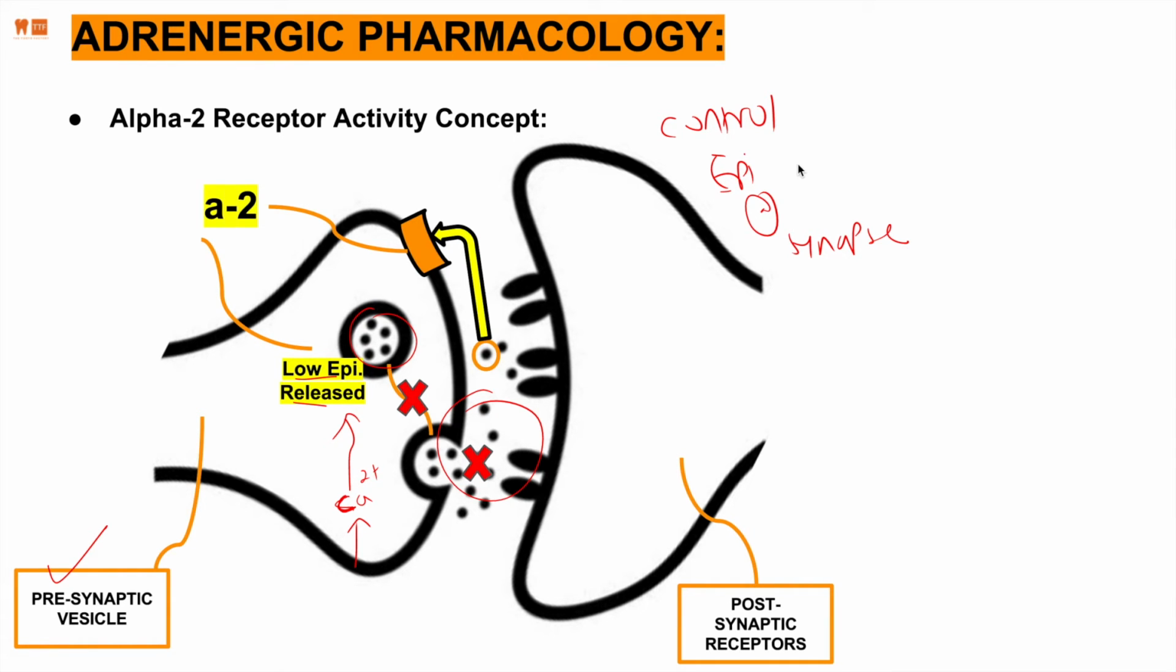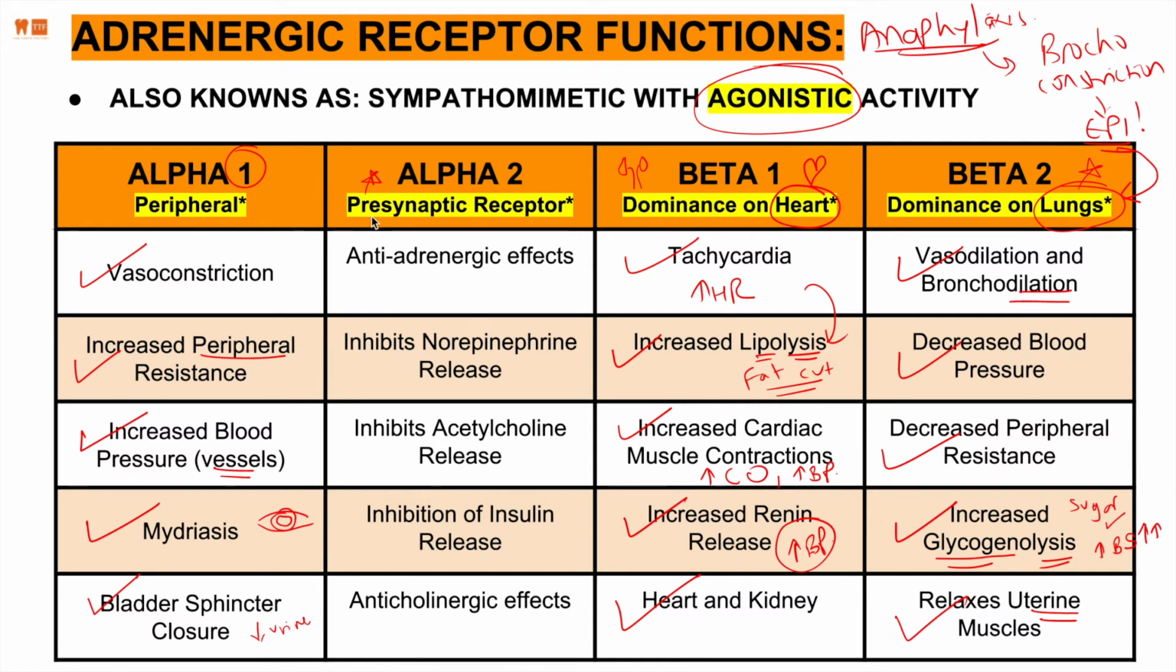So let's go back and find out what it really does. It's located at the presynaptic membrane. Anti-adrenergic effects are obviously provided by it because it inhibits the norepinephrine release, it also has inhibition of acetylcholine release. Therefore, it kind of has anticholinergic effect. And by rule, opposite action, it inhibits insulin release, as well as renin release. So all it does here is that it kind of controls the norepinephrine activity. So let's just remember that. Okay?